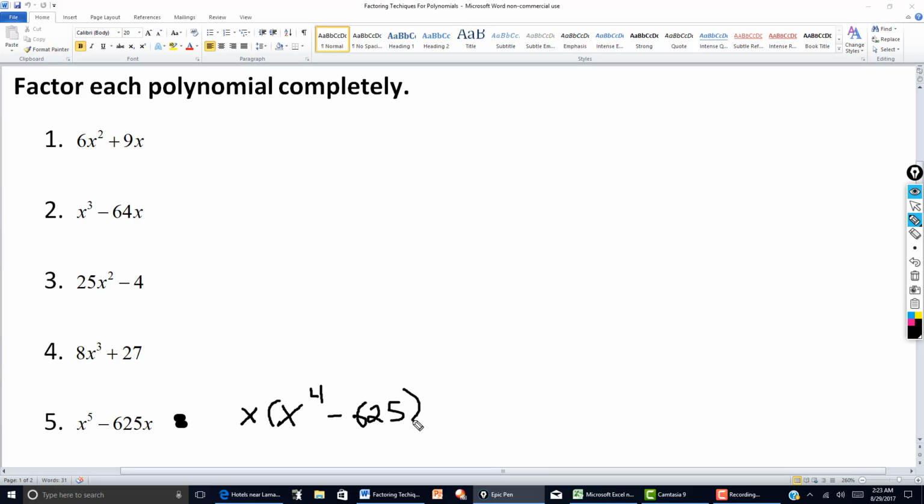And then in the parentheses we actually have a difference of squares. X to the 4th is a perfect square, because x to the 4th is the same thing as x squared squared. 625 is the same thing as 25 squared. So this then factors: x, and then the x to the 4th minus 625 factors into the difference and sum of the square roots, so that would be x squared minus 25 and x squared plus 25.